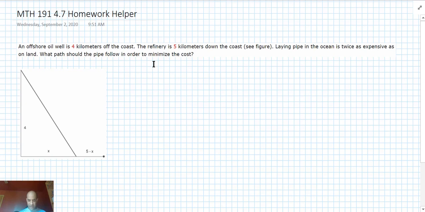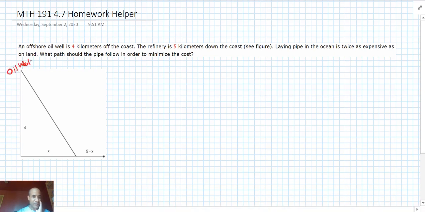I've got another one here that's a little bit more difficult for students sometimes, so let's go through that one. What we have here is an offshore oil well, and it's 4 kilometers to the coast. So the oil well is supposed to be up here, so maybe I should make a note of that. That up here is our oil well, right?